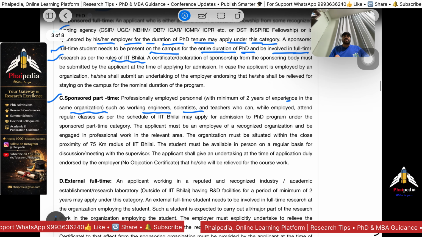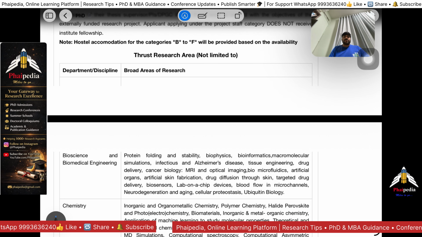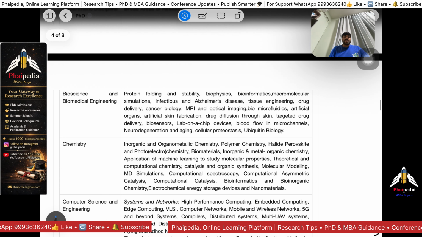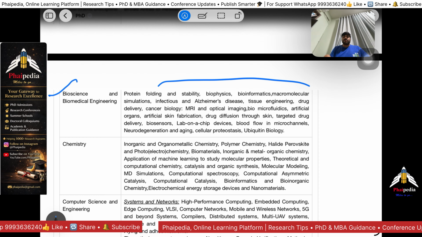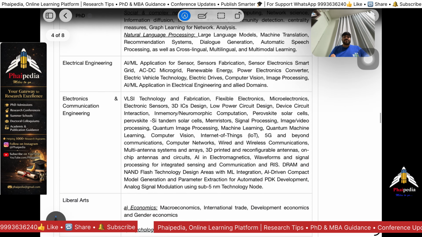Now here you can see the thrust research areas, not limited to the broad research areas. Here you can see the research areas, the bioscience and biomedical engineering. So these are the topics for the research areas and all.